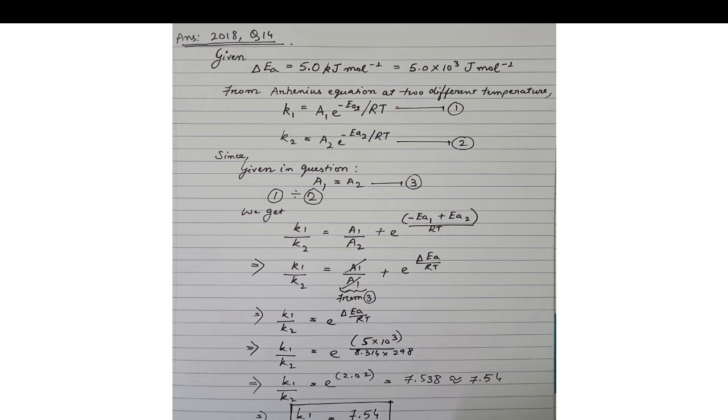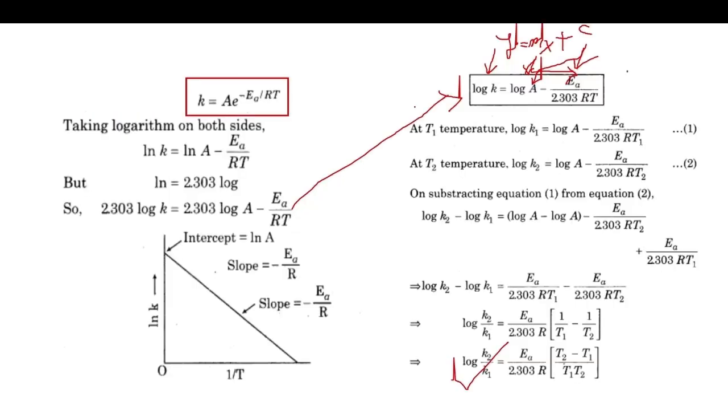Now from the Arrhenius equation that we have just seen, we have two rate constants. K1 is for the first reaction, where it is A1 e to the power minus Ea1, that is the activation energy for that reaction, divided by R into T. The T is the absolute temperature, and it is given to be 25 degrees Celsius, which is actually 298 Kelvin. K2 is the rate constant for the second reaction. Now it is also given that A1 is equal to A2.